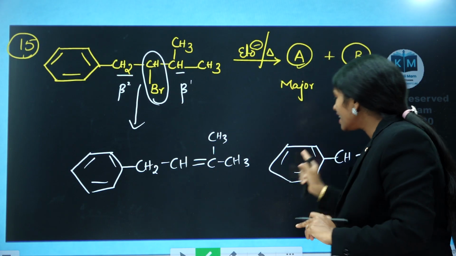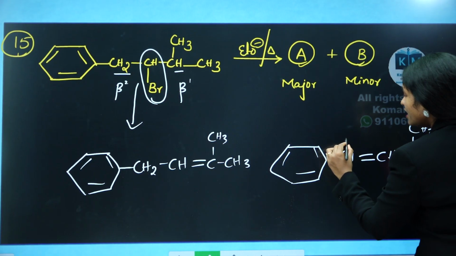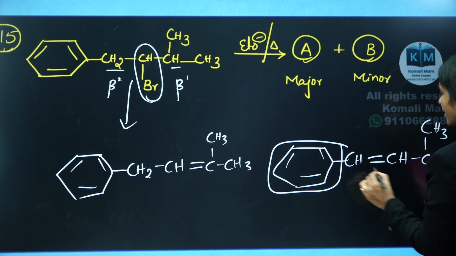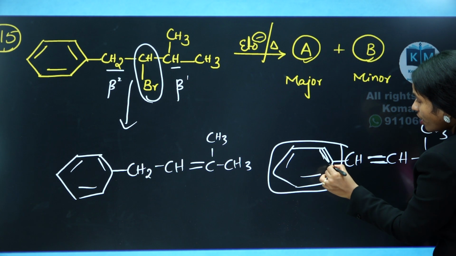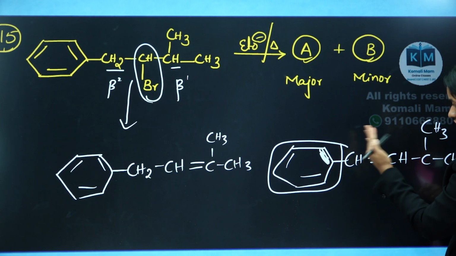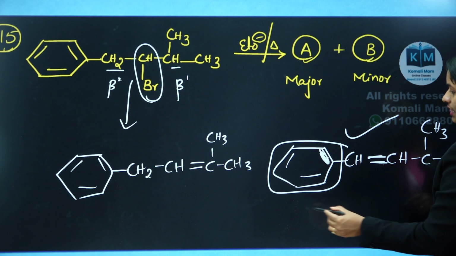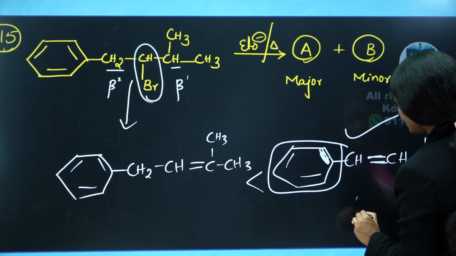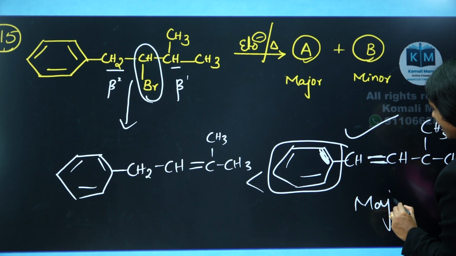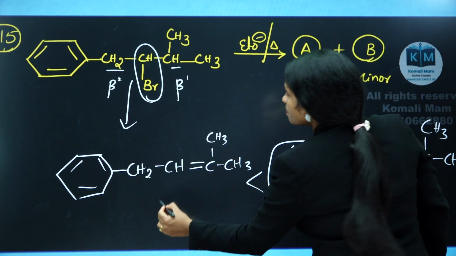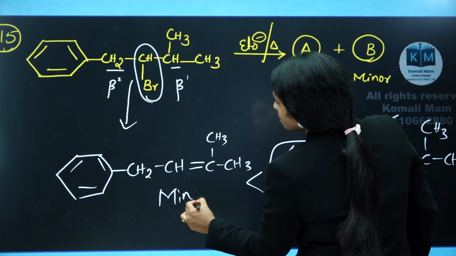Here a benzene ring is there. In this case, the benzene ring is in conjugation with this pi bond, meaning this pi bond is in conjugation with the adjacent benzene ring. So this is major. So in these 2, this is major, and we get more amounts of this product. This is minor.